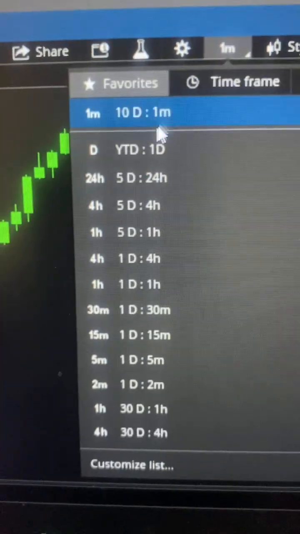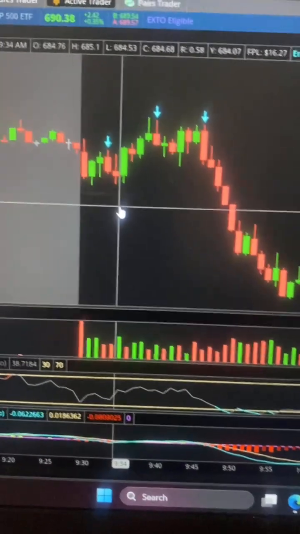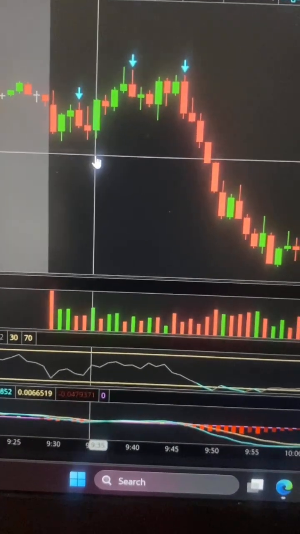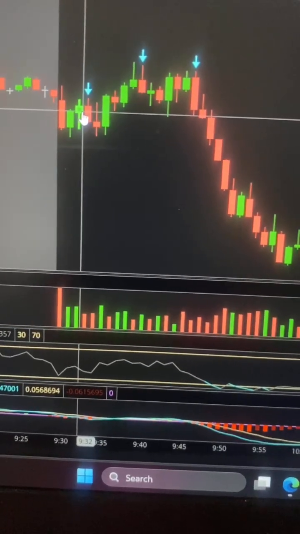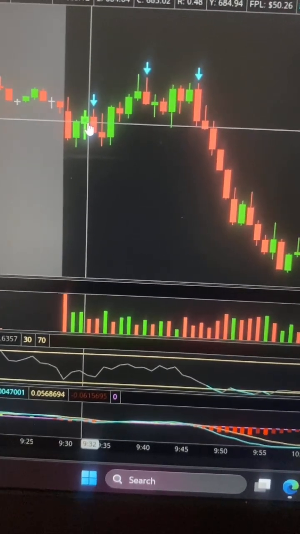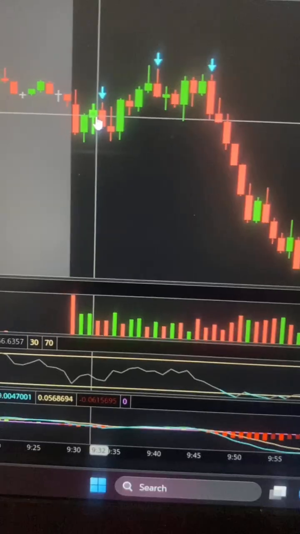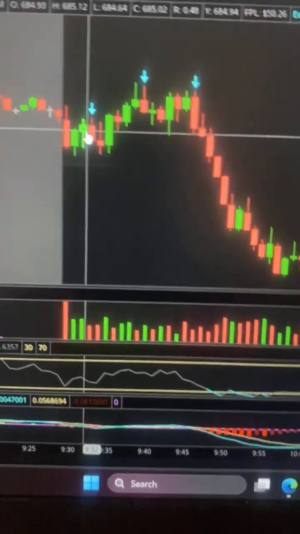We're on a 1 minute time frame. This is 10 days, so we're gonna show you 10 days. Now, I recently showed you guys a strategy, a 3 candlestick strategy on a 1 minute time frame, SPY SPX, 1 minute entry. So this is where you get your entry in a 1 minute.